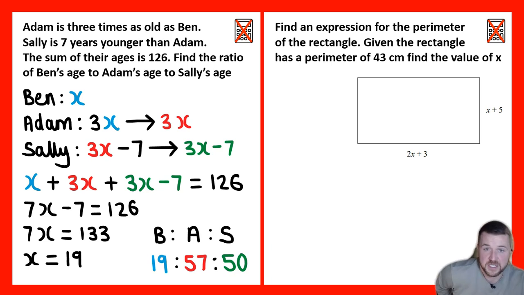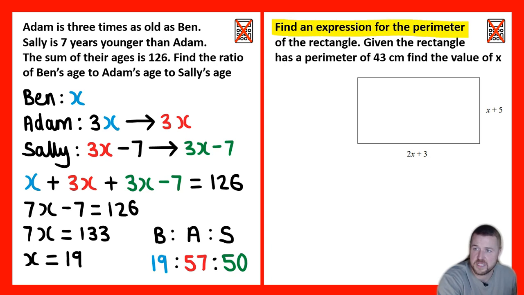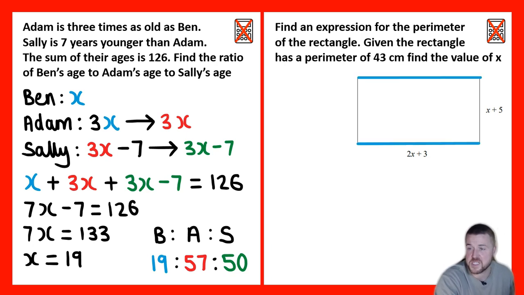Problems involving ages are common, similar to the one completed. Other types of common GCSE problems are perimeter and area questions. For this question on the right hand side, we need to find an expression for the perimeter of the rectangle. The perimeter is the distance around the outside of the shape, and the properties of a rectangle tell us that if this length is 2x plus 3, then the opposite length or side will be the same. So I can also label this one as 2x plus 3.